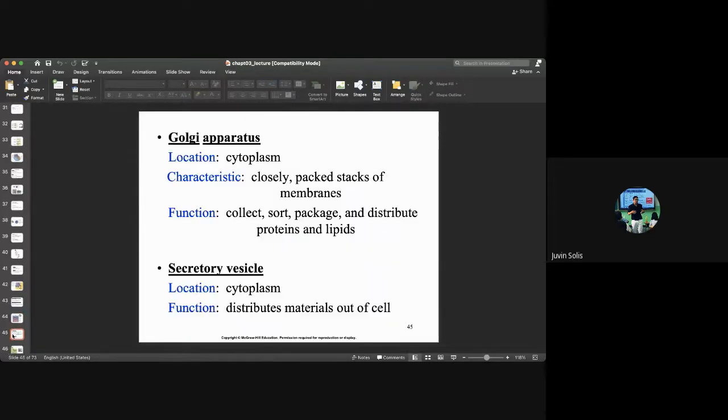Now let's move here. Okay, ano naman itong next? This is your Golgi apparatus. Your Golgi apparatus is in your cytoplasm. So what is the role of this one? The main characteristic of your Golgi apparatus is closely packed stacks of membranes. And their function is nagkukolek, nagsusort, nagpapackage at nagdidistribute ng protein and lipids.